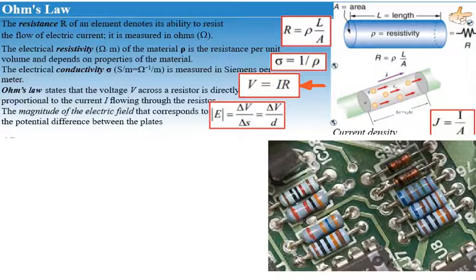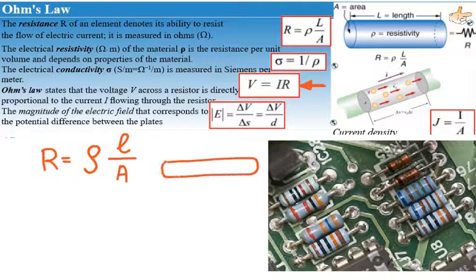So the resistance depends on the material. This is where rho, the resistivity, comes from. And then it will depend on the length of the resistor and the area of the resistor. So the longer the resistor is, the more resistance it will have.